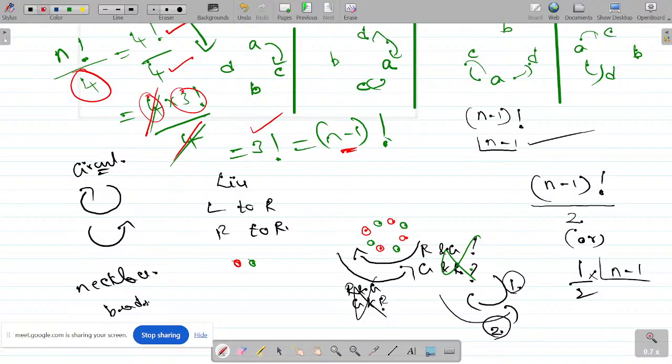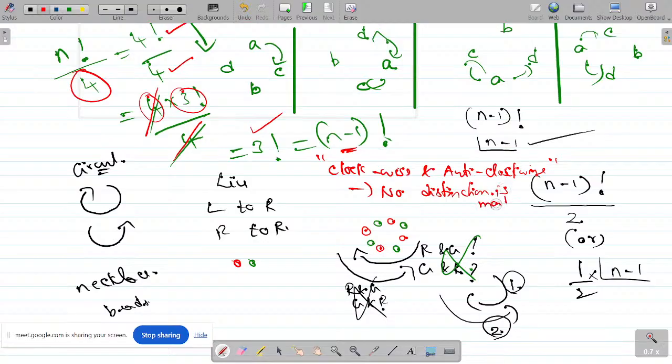So the heading for this one will be clockwise and anti-clockwise, where no distinction is made. No distinction means same repetition, same arrangement. No distinction is made because we use the same term in the exam. That's why I don't want to change the term. So no distinction is made. Okay.